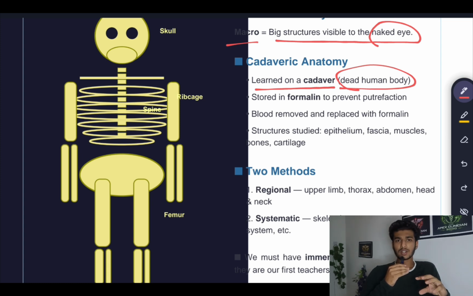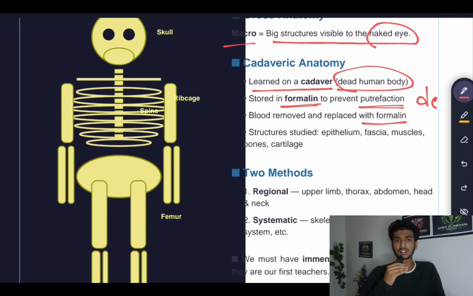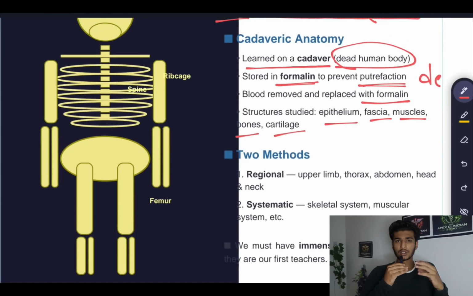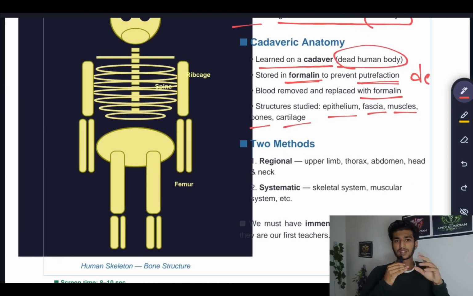This cadaver is stored in formalin to prevent putrefaction. Putrefaction is just decomposition. So to prevent decomposition, we remove all the blood from the blood vessels and inject formalin inside the human body, which keeps it preserved. And after it gets preserved, we just dissect each part. We will see the epithelium, the fascia, and appreciate the muscles, the bones, the cartilage, and this is how we will be learning cadaveric anatomy. There are two methods where we can learn this cadaveric anatomy. First is the regional method, and second is the systematic method.